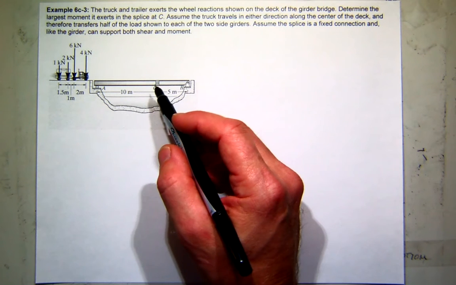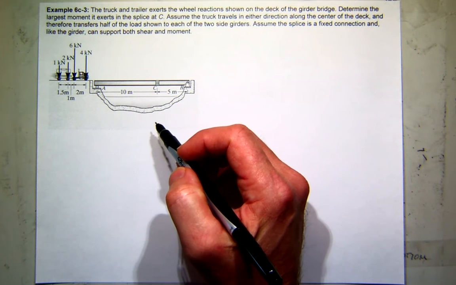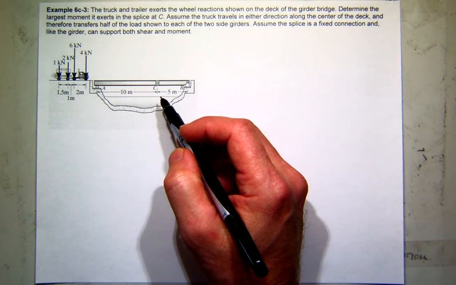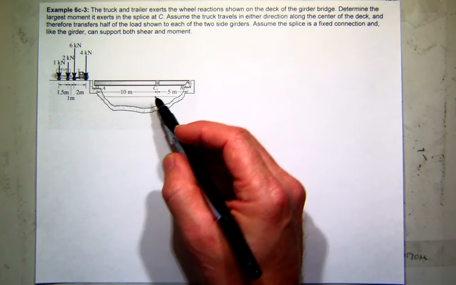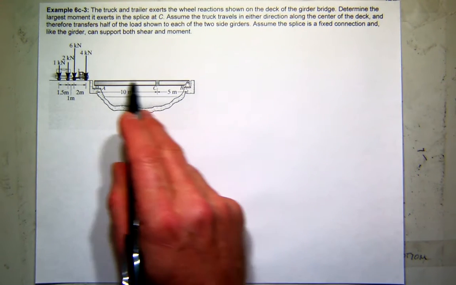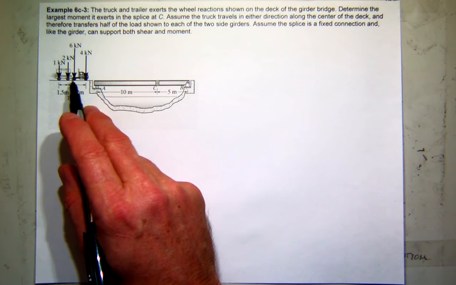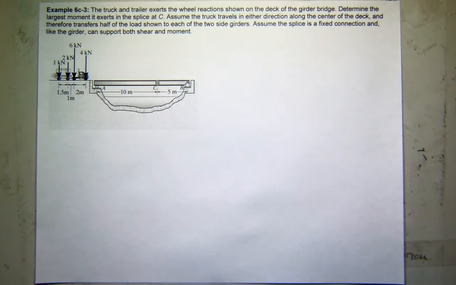The first thing we'll do is draw the influence line for the moment at C. I'll spit it out here in a second. Then once we get that, we want to let the truck move from left to right or right to left and find which combination or which position creates the maximum moment at C.